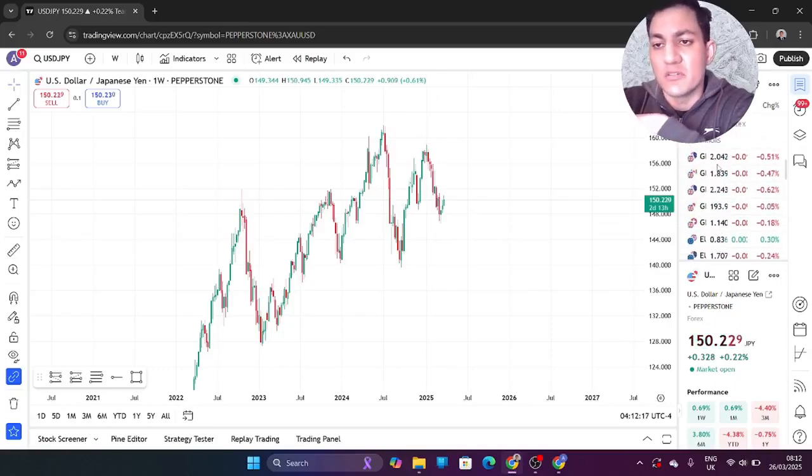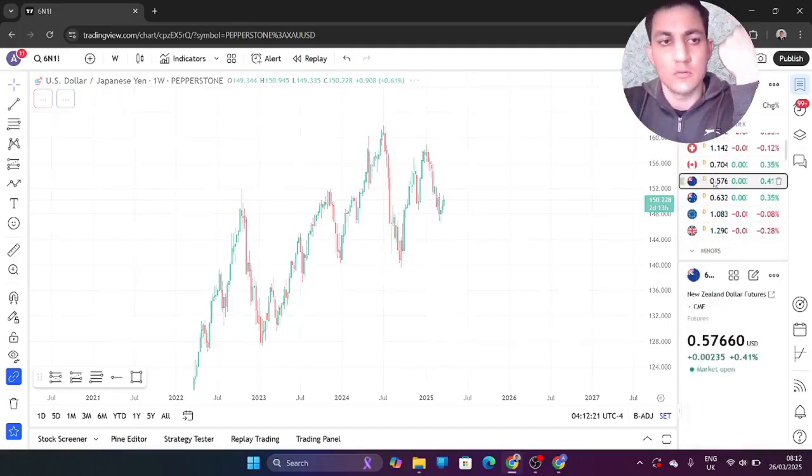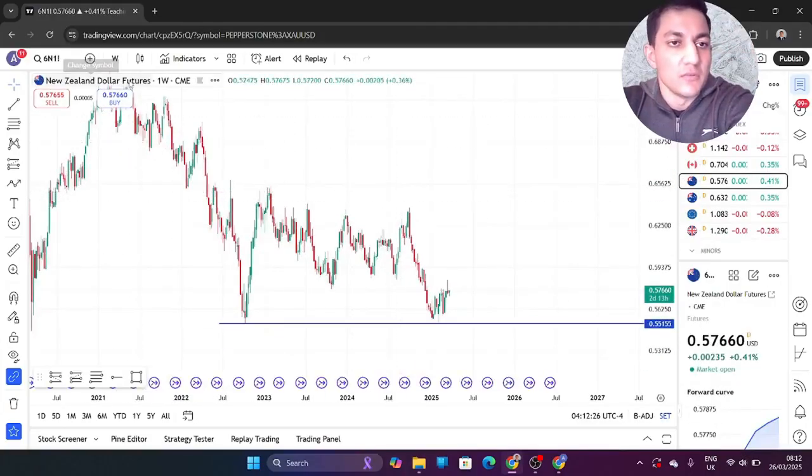And let me give you another example, just a quick and easy trade. This is what I do over and over and over again. So if we get onto 6N, this is the New Zealand dollar futures, right? This is, again, the New Zealand dollar against all the currencies.